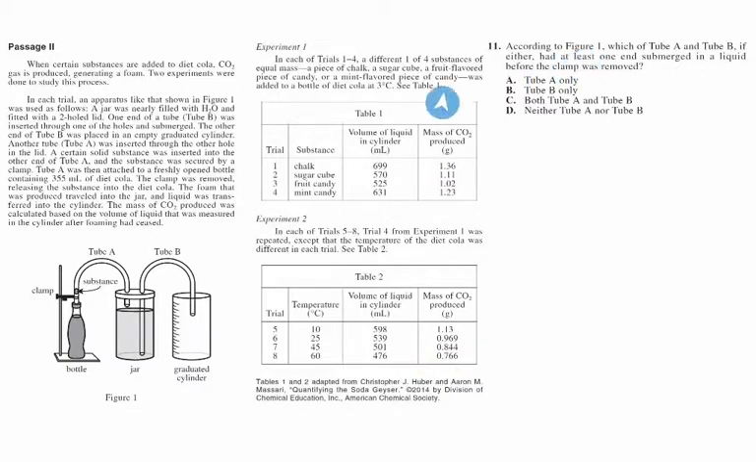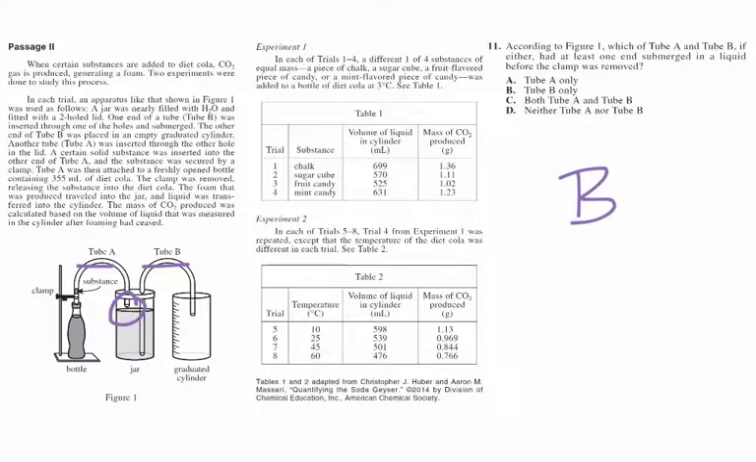According to figure 1, so we're looking at figure 1, which of tube A and B, if either, had at least one end submerged in the liquid before the clamp was removed? So we can see tube A here, tube B, and we can clearly see that tube B is submerged, and we can see that tube A is not submerged. So using the picture, we would say tube B only, but we can double check that in the reading.